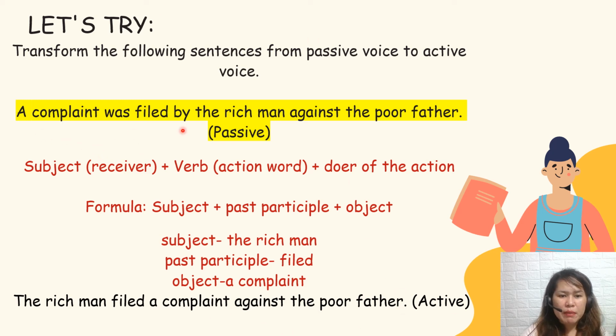Okay, pero ang pinagbibigyan natin ng pansin, yung first part, a complaint was filed by the rich man. Pag-transform natin into active voice, napupunta yung rich man sa unahan, and then tinatanggal yung helping verb, natitira yung filed, and then dinudugtong yung object, a complaint. Tinatanggal din yung by, the object, or yung prepositional phrase. Yan, nagiging the rich man filed the complaint against the poor father is already in the active voice.